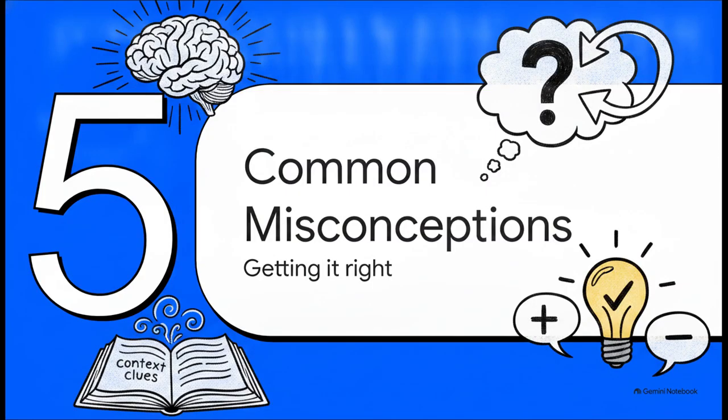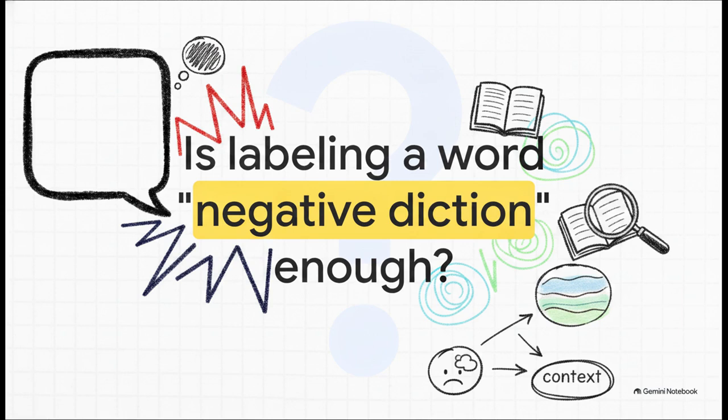Section 5. Common misconceptions, or getting it right. Understanding this stuff is incredibly powerful, but it does lead us into a common analytical trap that students fall into all the time. I want to pose this question directly to you. Let's say you're writing an essay, and you want to point out a harsh word an author used. Is it enough to just write, "The author uses negative diction"? Think about it for a second.